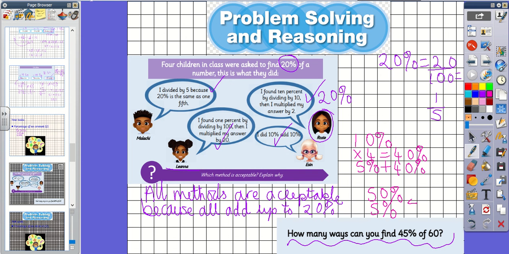There are lots and lots of different ways, okay? I could do what Leanna did here. I could divide by 100 and then multiply by 45. I could find 20%, then 20%, then 5%. However many ways there are, there are lots. So you need to choose which best way is for you.